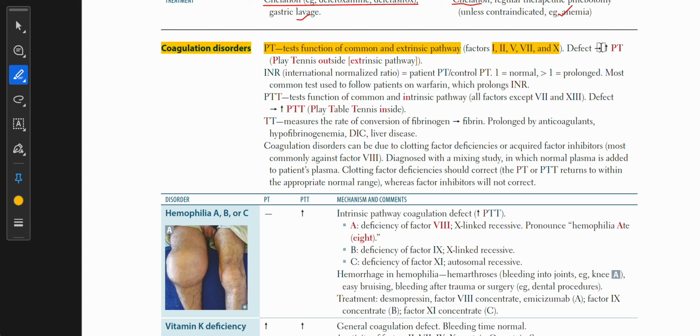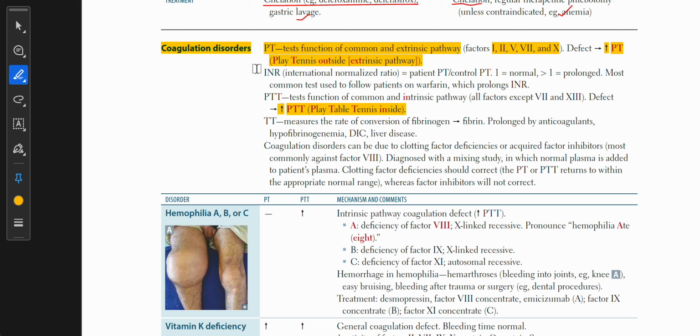So the defect is increased prothrombin time, that is play tennis outside. That is why extrinsic pathway is affected. So P is prothrombin, T is time. So play tennis outside because extrinsic pathway. And in PTT, we have to play table tennis inside because it is an indoor game, right? So that is how we remember. In PTT, there is play table tennis inside. You have to remember like that.